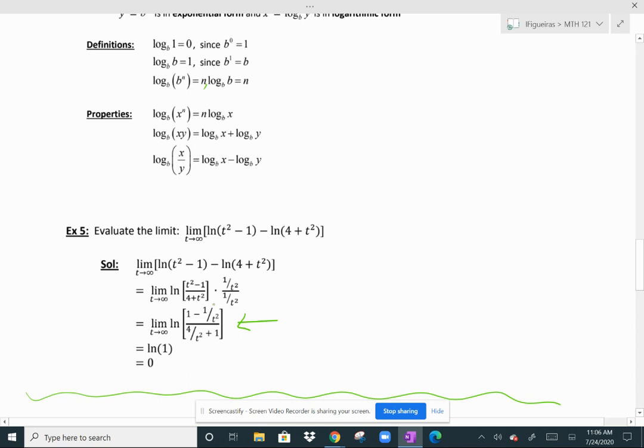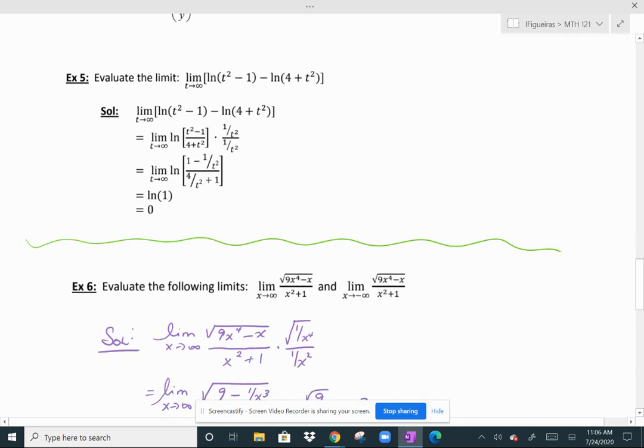These two expressions, as t approaches infinity, go to 0. So you're really just left with ln of 1. But remember, the log base b of 1 is 0. Here, the base of ln is e, so that same definition is true. So ln of 1 is also 0. So your limit equals 0.